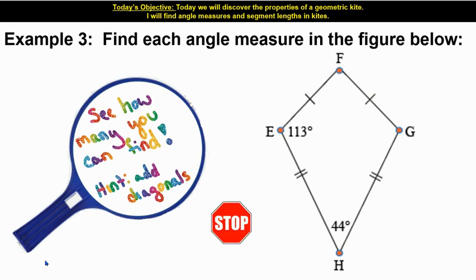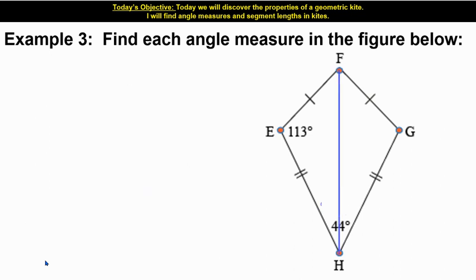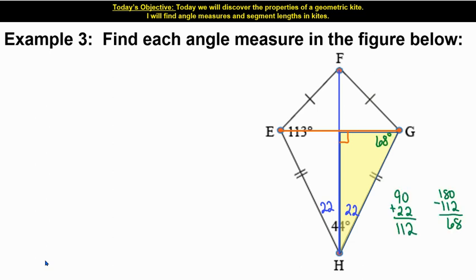And stop. All right, the first thing I did is I drew in that top to tail diagonal because I know it's going to divide that 44 into 22 degrees and 22 degrees. The next thing I did was I drew in my side to side diagonal so I could find that 90 degree angle. Then I looked at this right triangle here where I've used 90 degrees and 22 degrees, leaving me with 68 degrees.